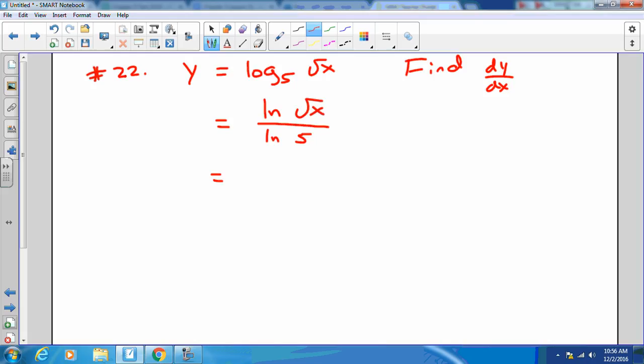Square root is not negative 1 exponent. What exponent is the square root? The 1/2. Yes. Okay. And so now what? Not ready for a derivative yet because I can still use some log properties now.